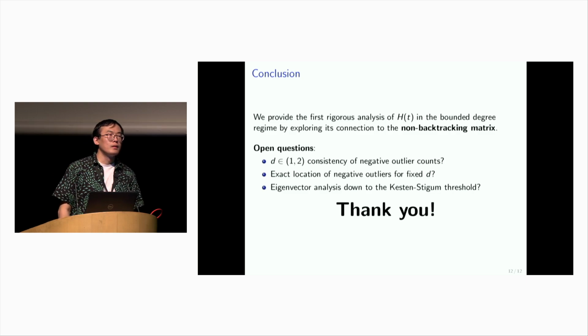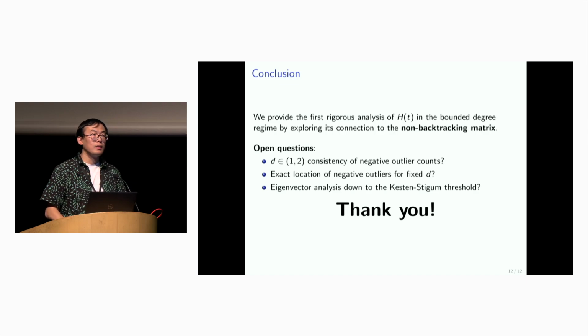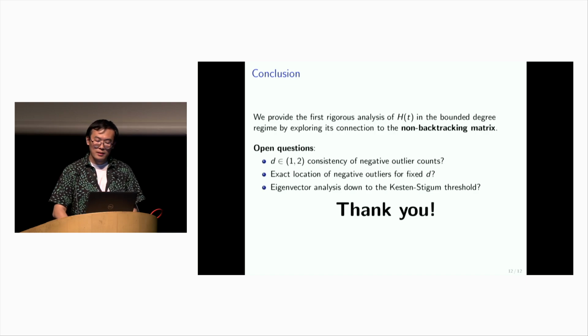Is it easy to see why the eigenvectors of the beta Hessian are not as localized as those of the adjacency matrix?